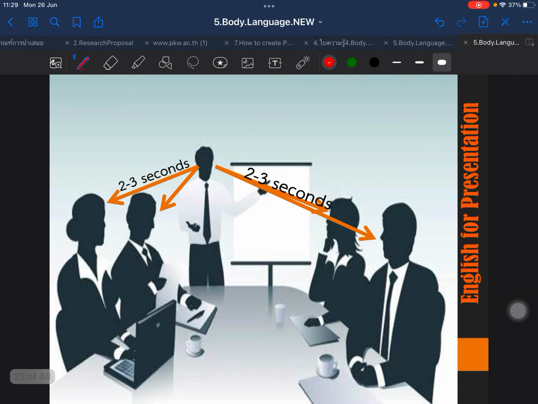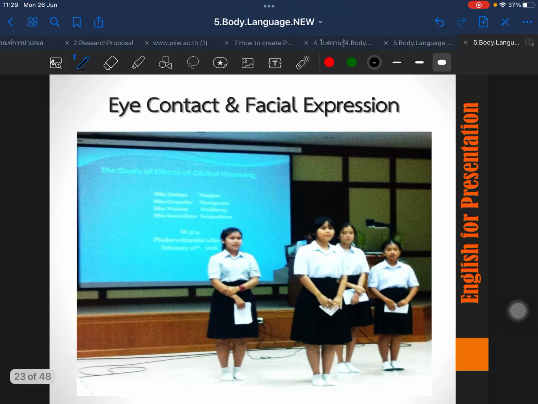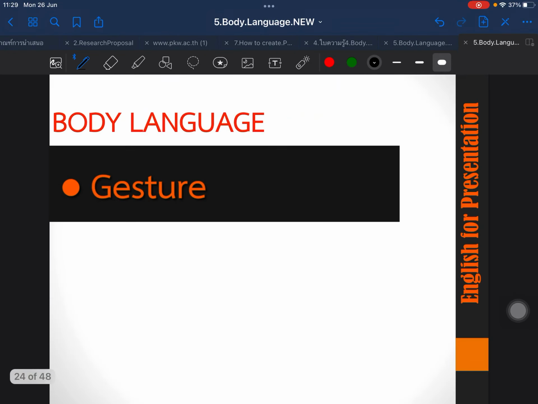So the technique of using the eye contact is to spend only a few seconds on each part of the audience. You won't stare at them, right? You won't stare at them. That's the point. So they are good.